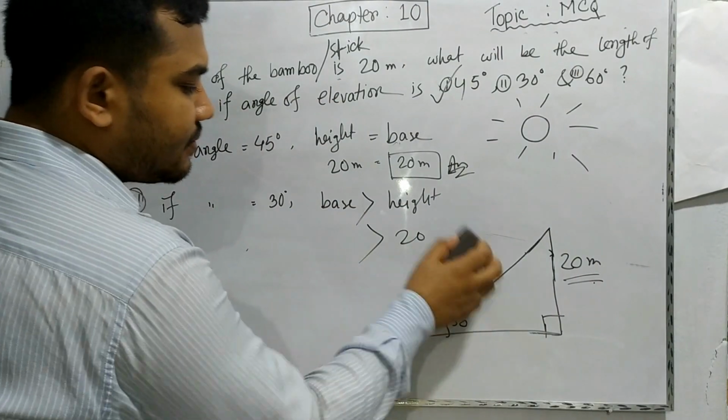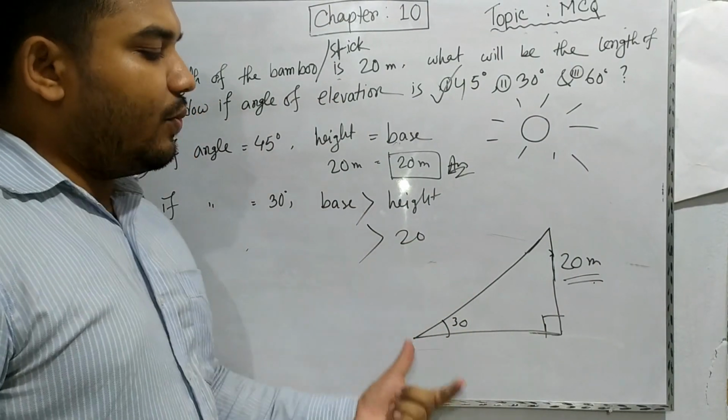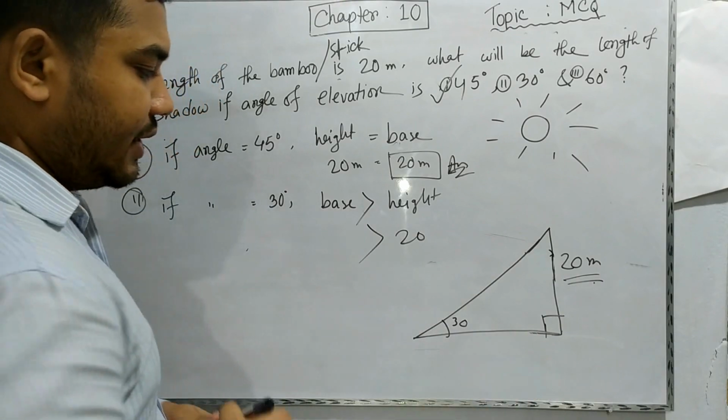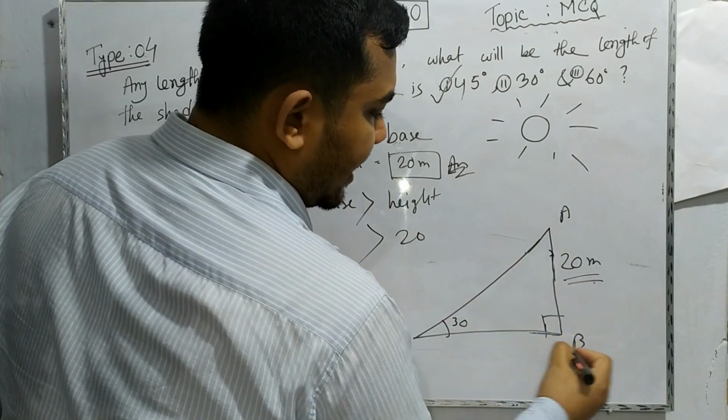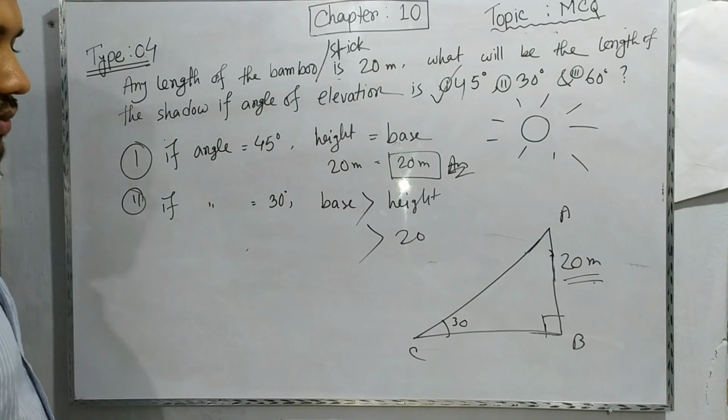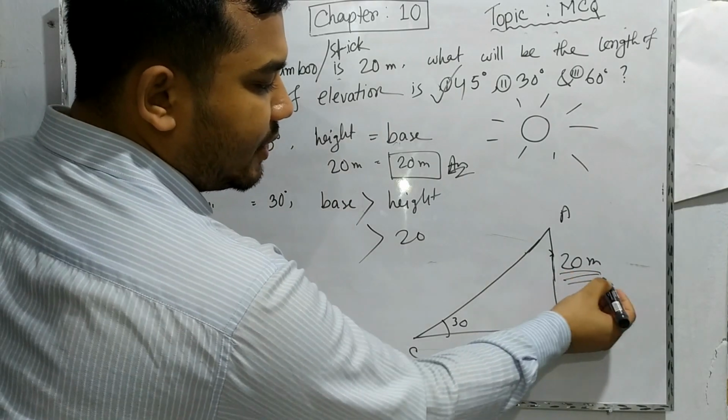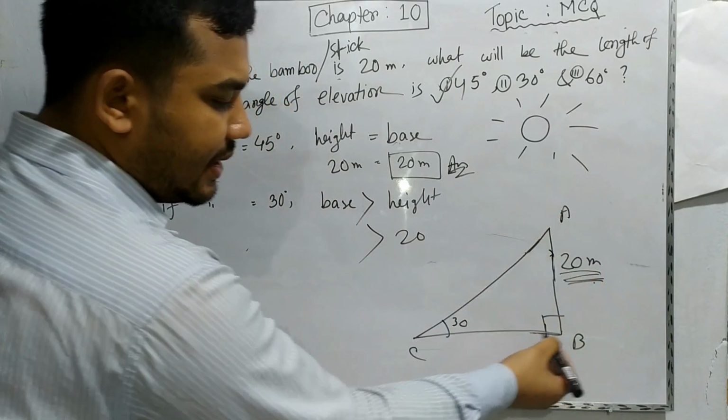We will see by which way we can find these types of questions. Suppose here is A, here is B, and here is C. Okay, so the relation between this, which is the height, and this, which is the base.